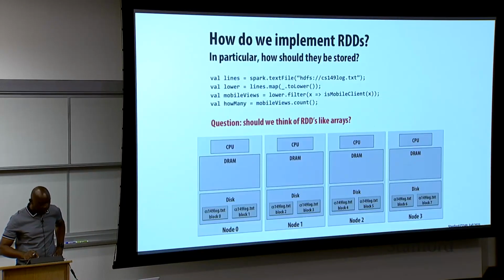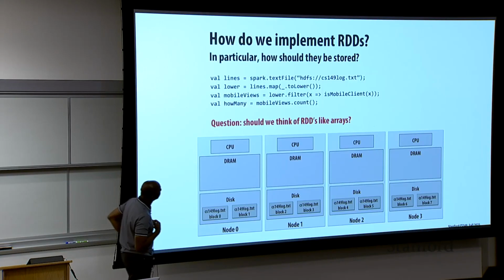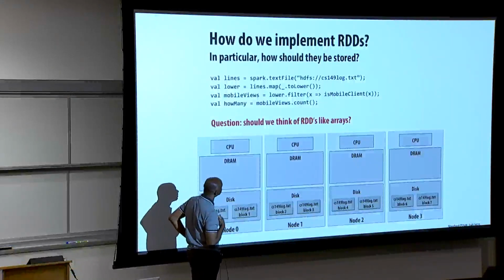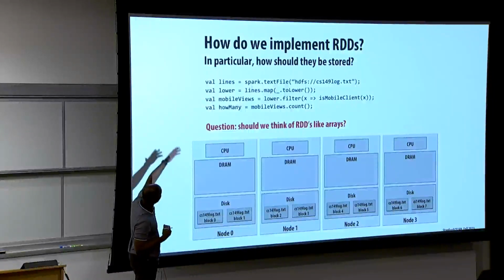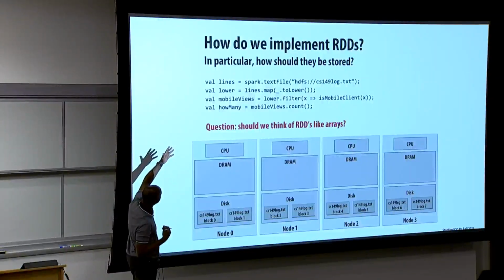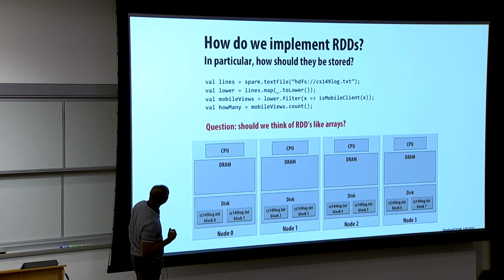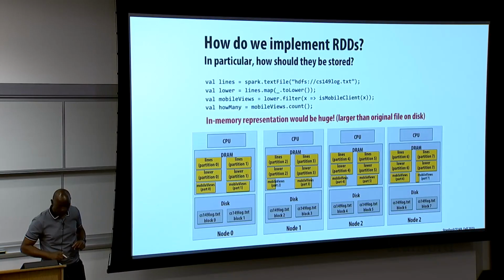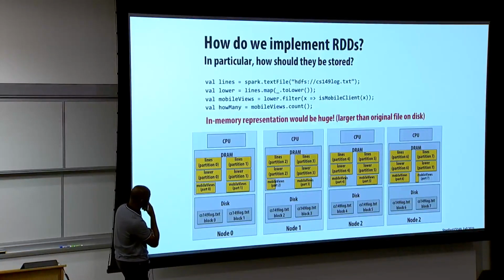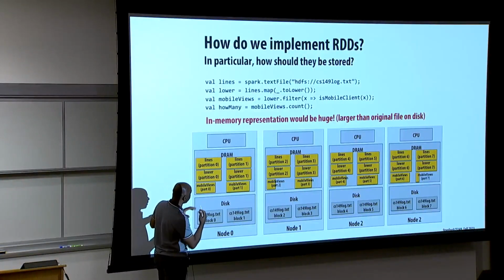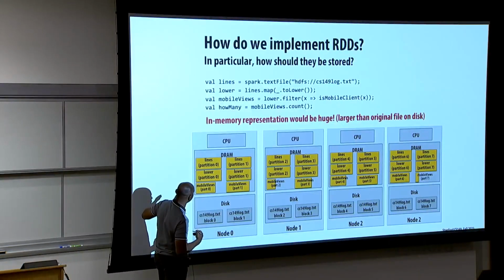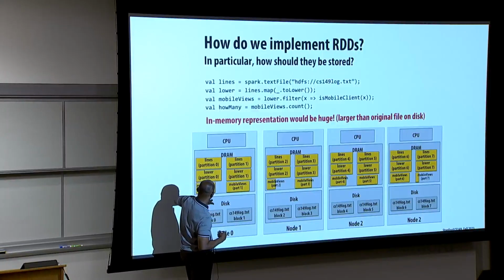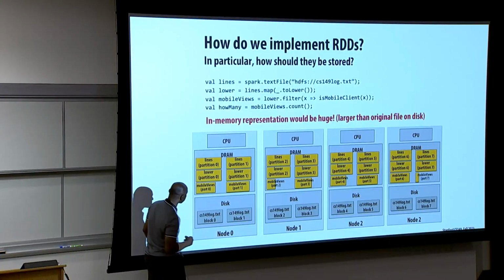Okay, so let's think about how we can implement RDDs, right? Imagine that here are the RDDs we've got: lines, lower, and mobile views. How many is not an RDD, but lines, lower, and mobile views, right? These are going to be partitioned across the nodes, so let's assume that there are two partitions on every node, right?